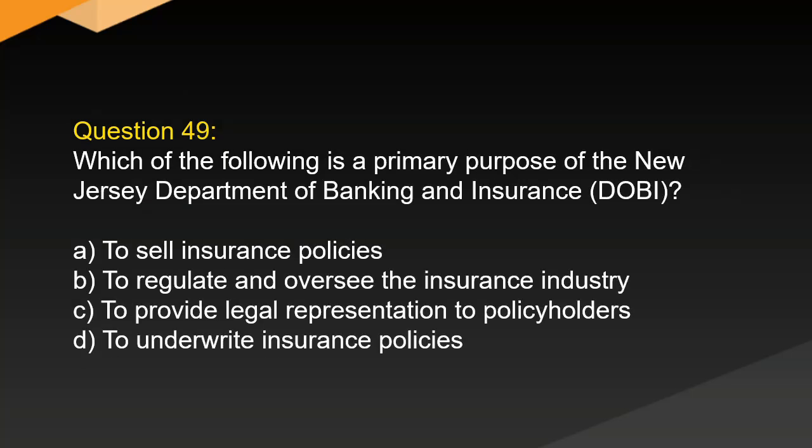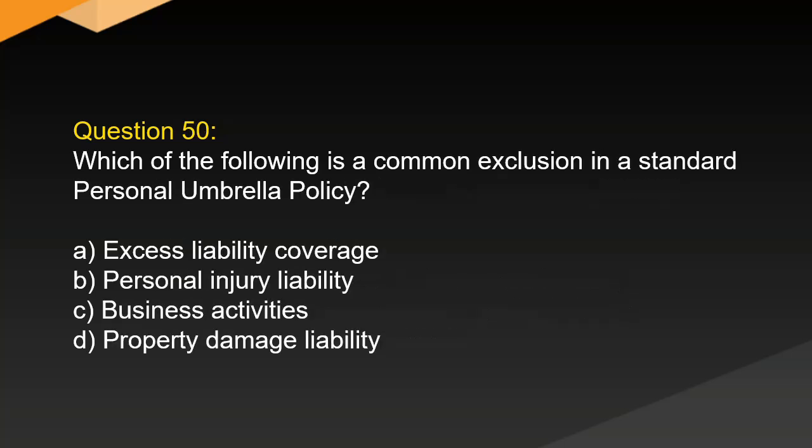Question 49. Which of the following is a primary purpose of the New Jersey Department of Banking and Insurance? A. To sell insurance policies. B. To regulate and oversee the insurance industry. C. To provide legal representation to policyholders. D. To underwrite insurance policies.